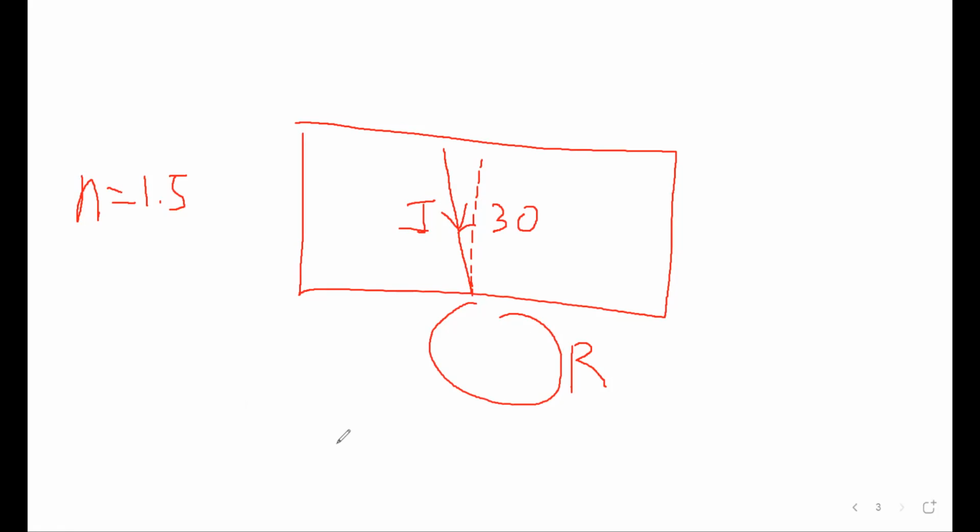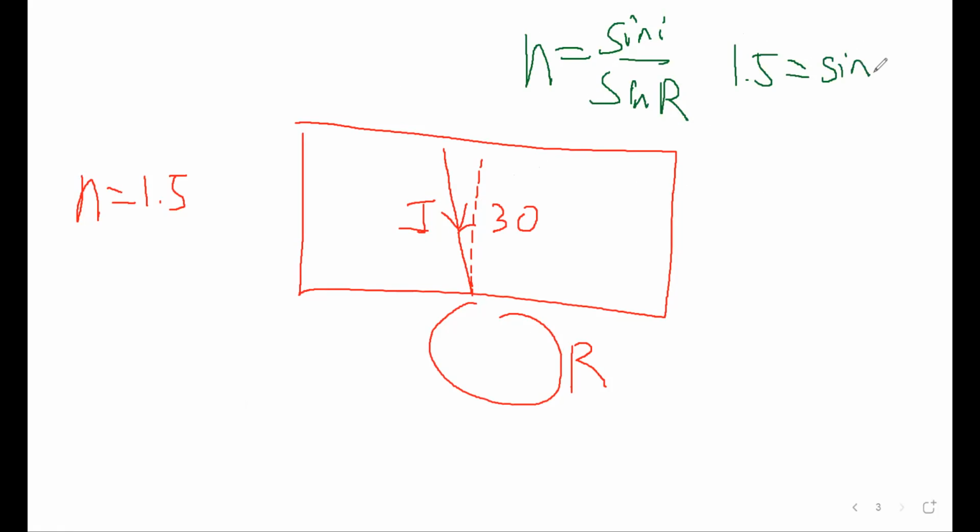If I were to do the calculation, it will be N is equal to sine I over sine R. In this case, it will be 1.5 is equal to sine what? 30 or I? Should I put 30 here? No, it should be an I, and then it should be sine 30 here, guys.